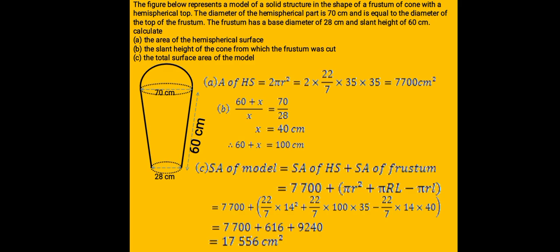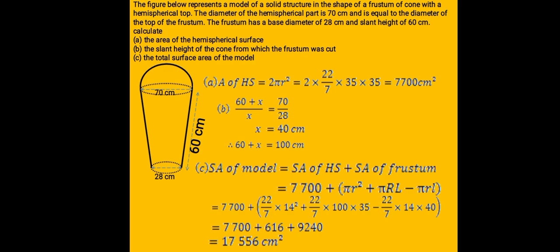Calculate A, the area of the spherical surface. B, the slant height of the cone from which the frustum was cut. C, the total surface area of the model. Now the area of the hemispherical part is taken to be 2 pi r squared. Equating those values, we get that the area is 7,700 centimeters square.